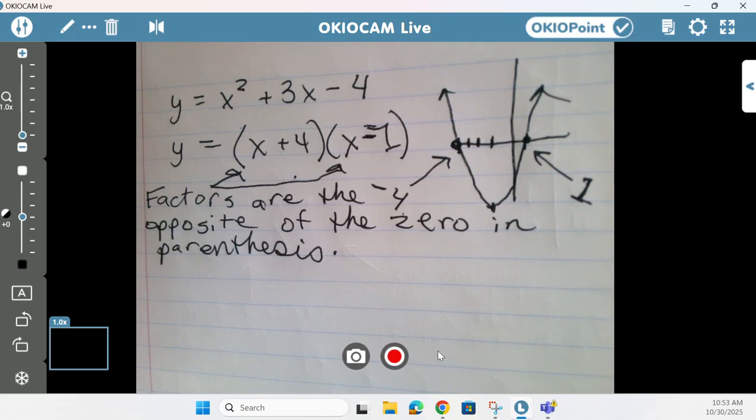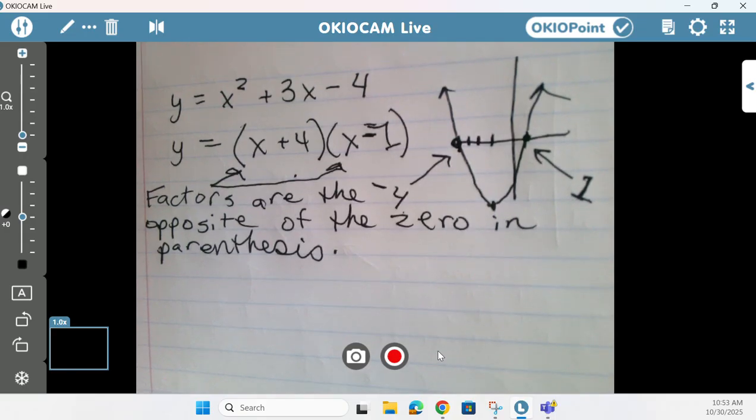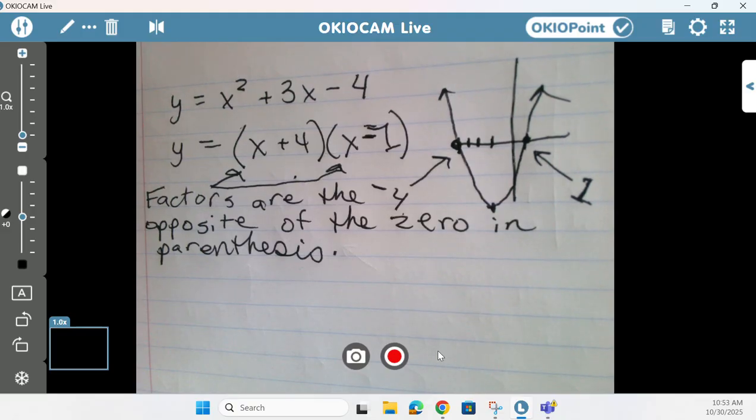There is a quadratic and it crosses the x-axis at 5 and 6. If it crosses the x-axis at 5 and 6, what will be the two factors?